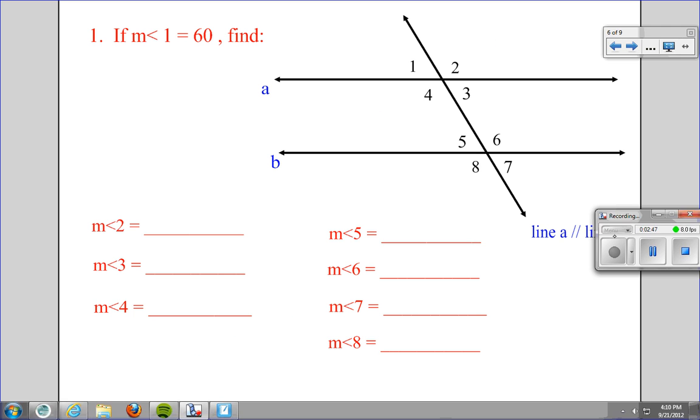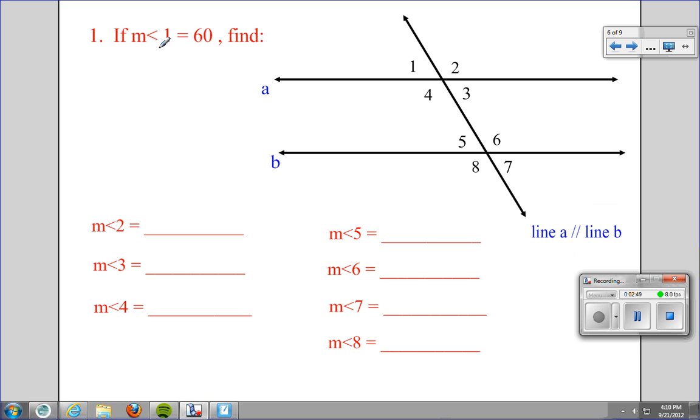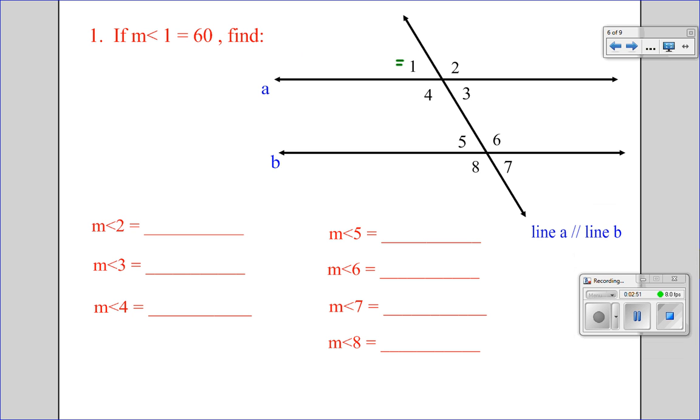So let's do some practice with it. If the measure of angle 1 equals 60 degrees, let's see if we can find all the rest of the angles. So go ahead and pause the video, try it out yourself, and we'll come back and see what we can do with it.